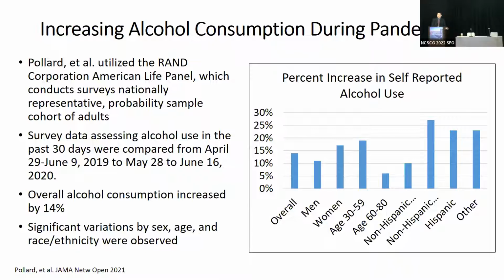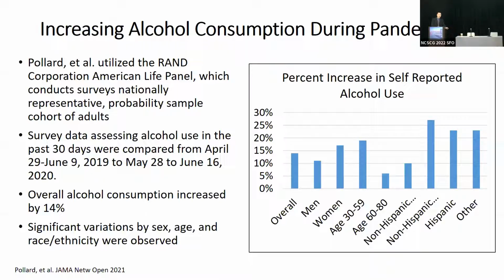Increasing alcohol consumption. So we talked about sales. What about actual consumption? This was another survey data for self-reported alcohol. They did 30 days in 2019, and then they did another 30-day sample right after the start of the pandemic, around May to June of 2020. This graph shows the increase in self-reported alcohol consumption, overall 14% increase. Interestingly, there are some groups that had even more increase. In women, there was more increase, about 16, 17%. And again, look at the young adults, aged 30 to 59, a huge increase in self-reported alcohol consumption.